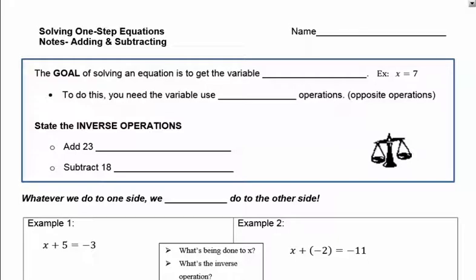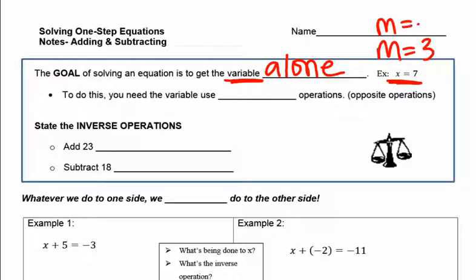How to solve one-step equations. With equations, our goal is to get the variable by itself, or alone. Meaning, we have just one variable on one side of the equal sign. So x equals 7, or m equals 3, or m equals -3. We're trying to figure out what that variable equals, get it by itself, or get it alone.